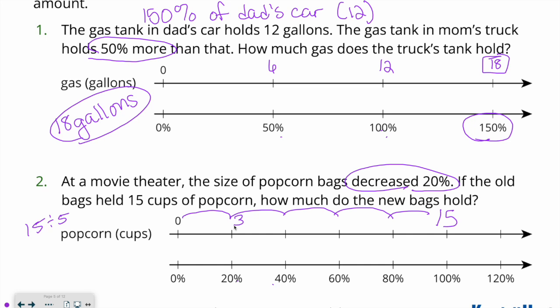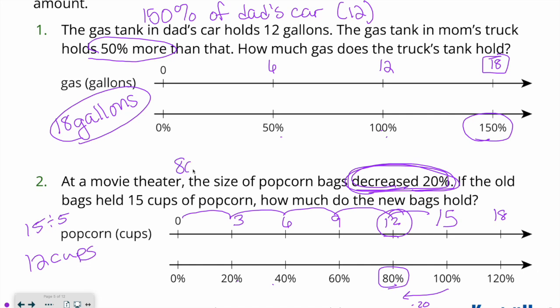Every 20% is 3 more. So if I count 3, 6, 9, 12, 15, 120% would be 18. But it said it decreased 20%, so it went down 20%, which means at 80%, the new bags hold 12 cups. So instead of a decrease of 20%, we could also think of it as finding 80% of the original.